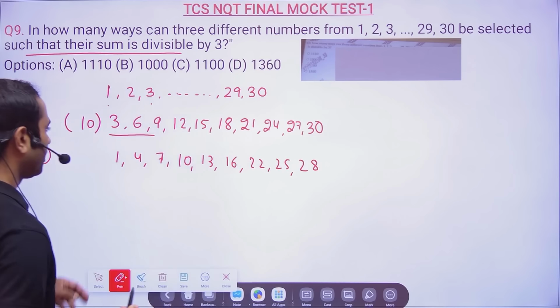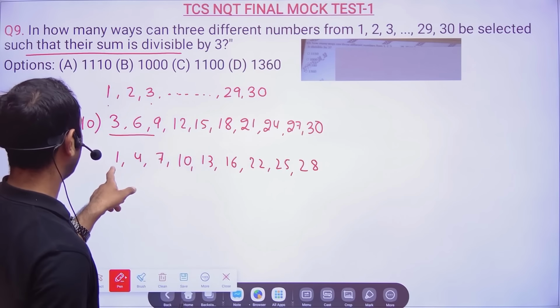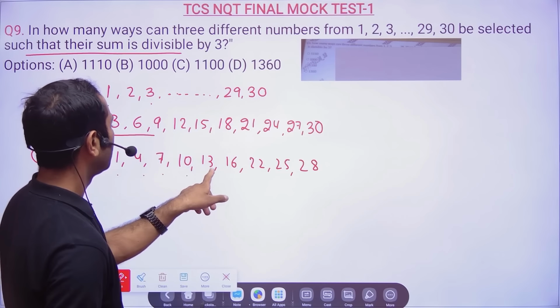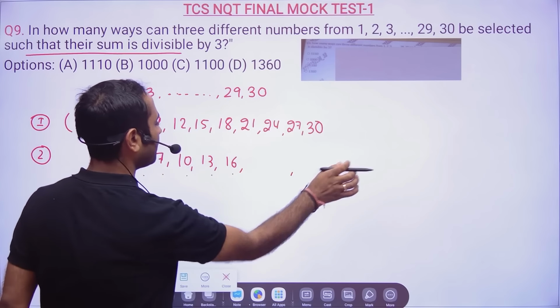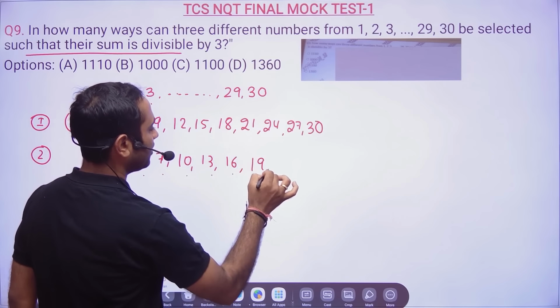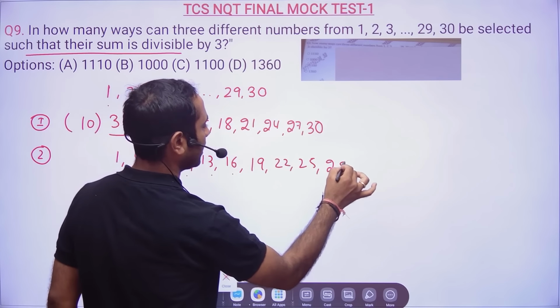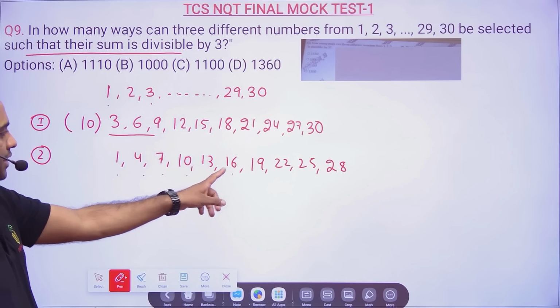Right? Okay. So 3, 3, 6 and 3, 9. 1, 4, 7, so a difference of 3 each time. 10, 13, 16. Okay, 19 we missed. 16, 19, and then 22, then 25, then 28. Right? So we again have 10 numbers here.